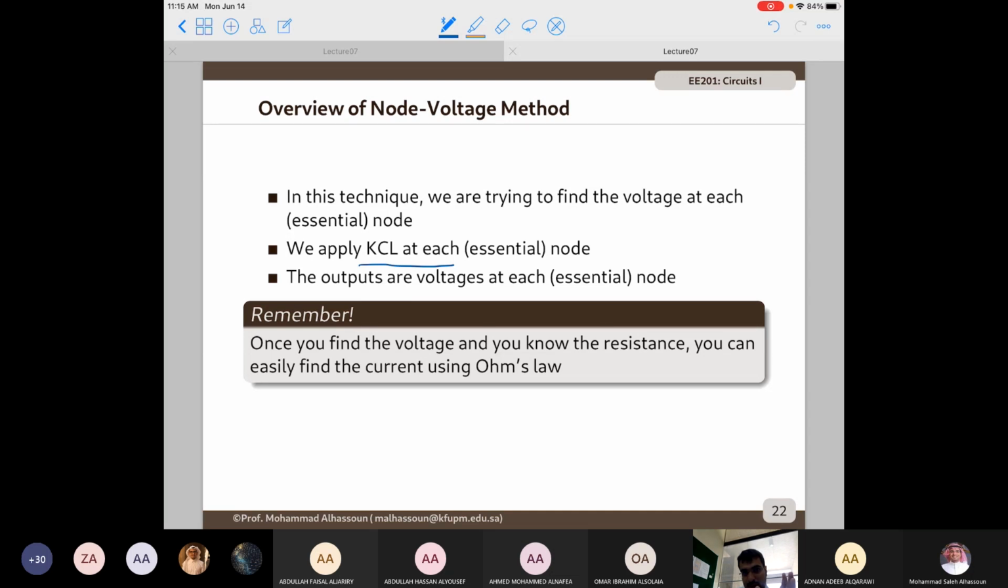So if you know the voltage and you know the resistance, can you find the current? Yeah. Okay, by applying Ohm's law. Exactly. So in this method, the node voltage method, which is the method that we're going to start with, we're trying to specify some specific nodes, some kind of special nodes, and we find the voltage on these special nodes. And from the voltage of these special nodes and the value of the resistance, we can find the current.